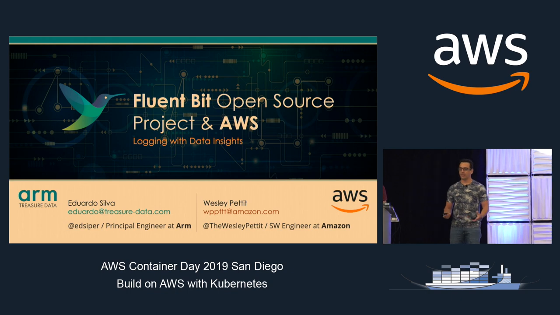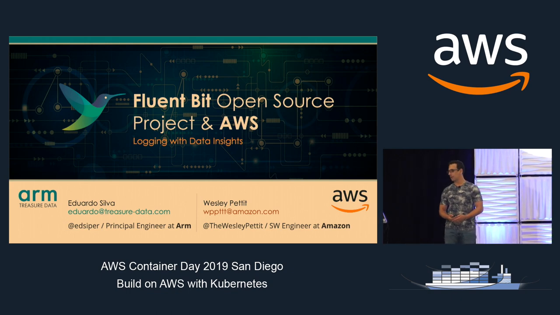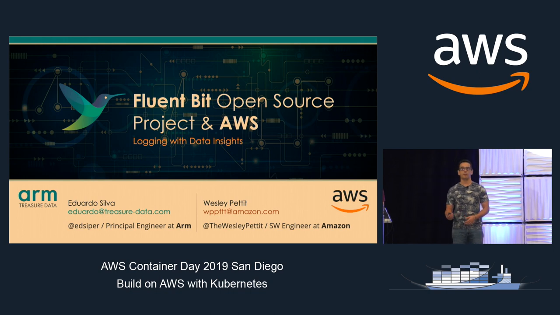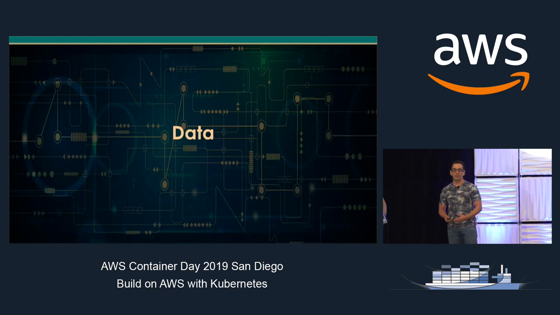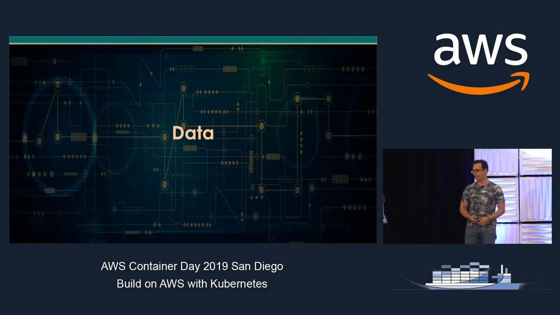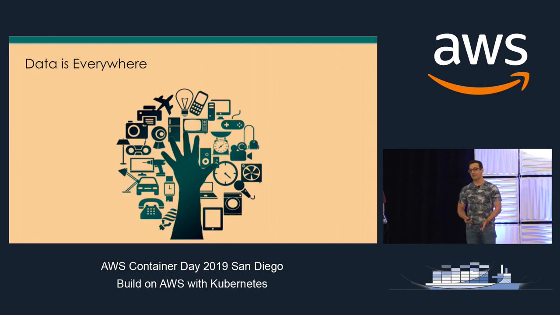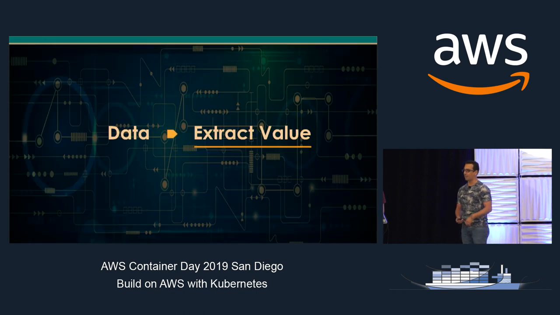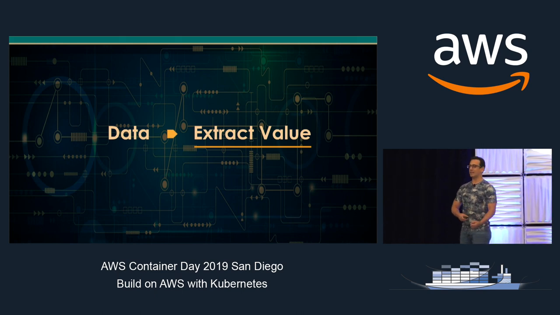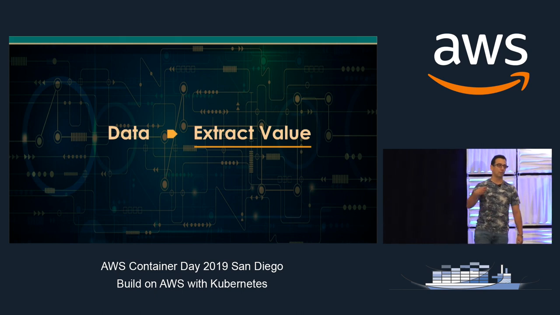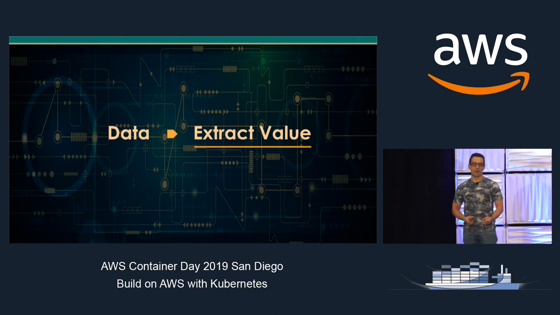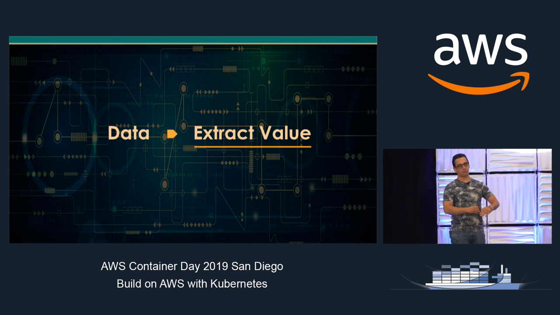And this session is about Fluent Bit, open source, and the AWS project in general, so how we are correlating and how AWS is contributing back to the project. And the whole thing about logging is that we need to process data, right? But data is everywhere, and that's one of the major challenges that we have. Because data by itself is not really important unless you can extract value from your data. You can say I have terabytes of data, but if you don't know how to process your data, how to extract value from it, it's useless, right?